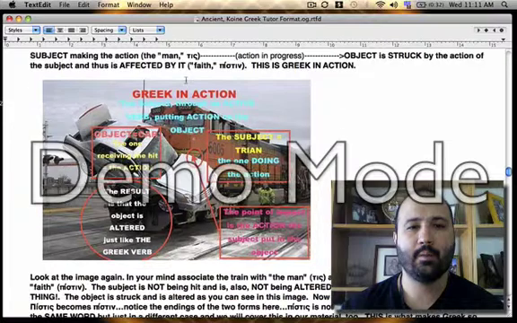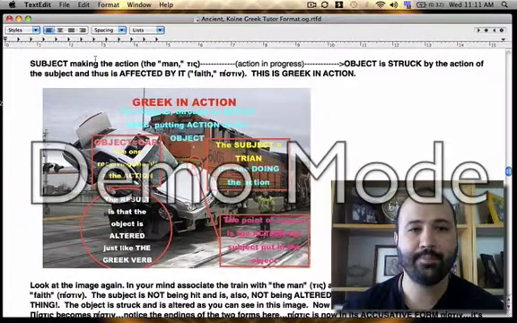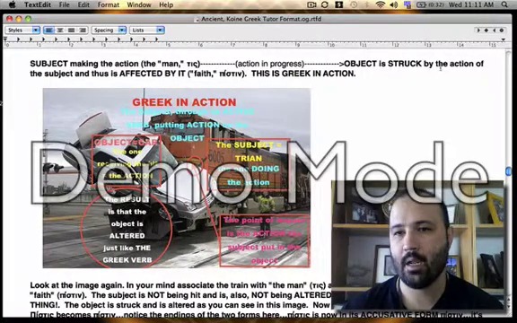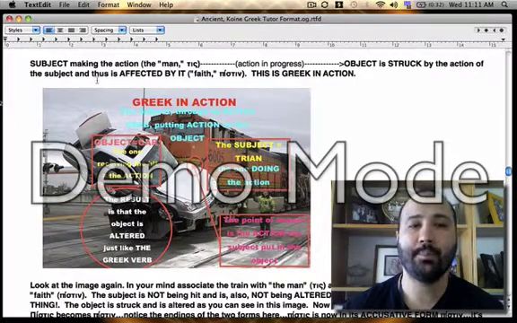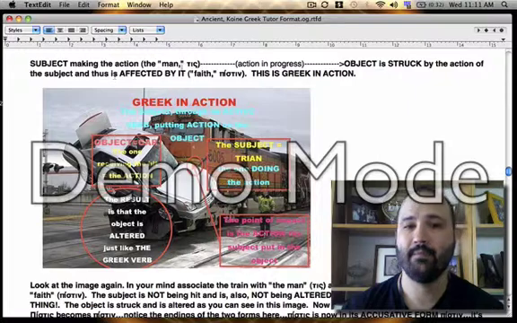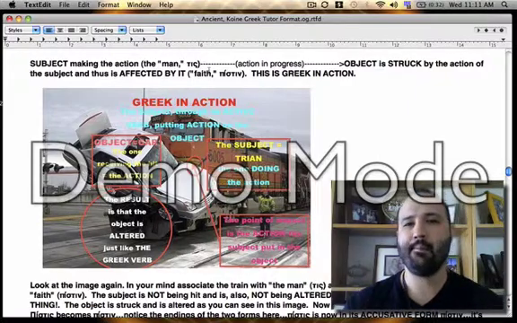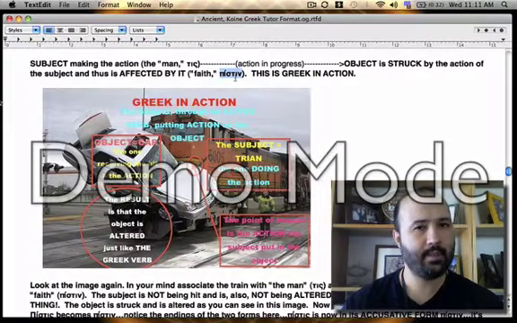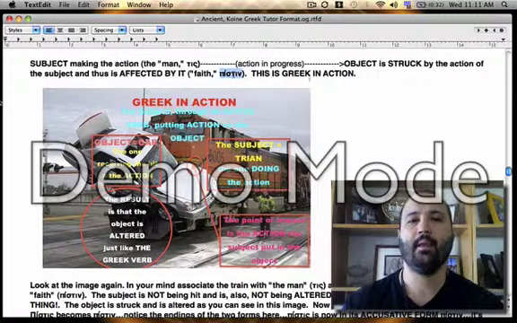So, for visual aid below, this is something I put together. The subject here is making the action. The man, in Greek, tis. This is the action here in progress that you're looking at. The object is struck by the action of the subject and thus is affected by it. Faith is affected, okay? This is expressed here in its form or its case, which is what I told you above, in the accusative. This is not in its nominative form, it's in the accusative. That's how you recognize it is the object. Pistin, not pistis, with a sigma at the end. This is Greek in action.